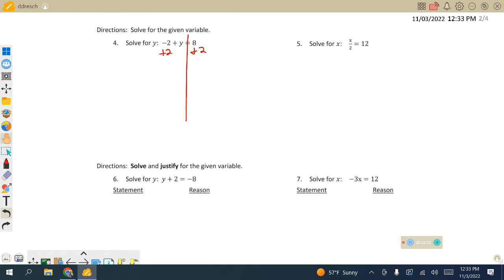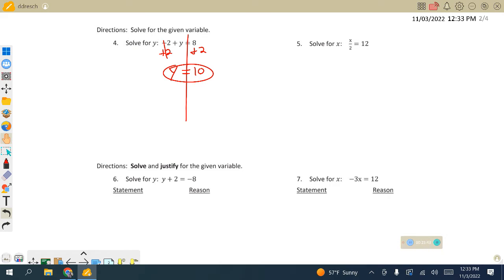What happens now is these 2's cancel out. You're left with y. And now we go back to the arithmetic. You all know what 8 plus 2 is. 8 plus 2 gives me 10. But that's the part we want to start working on. These are what we call one-step equations. It took us one step to get there. How about the next one?